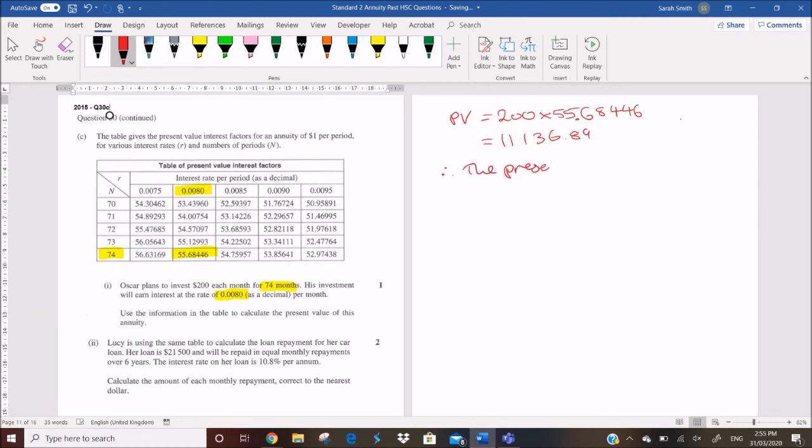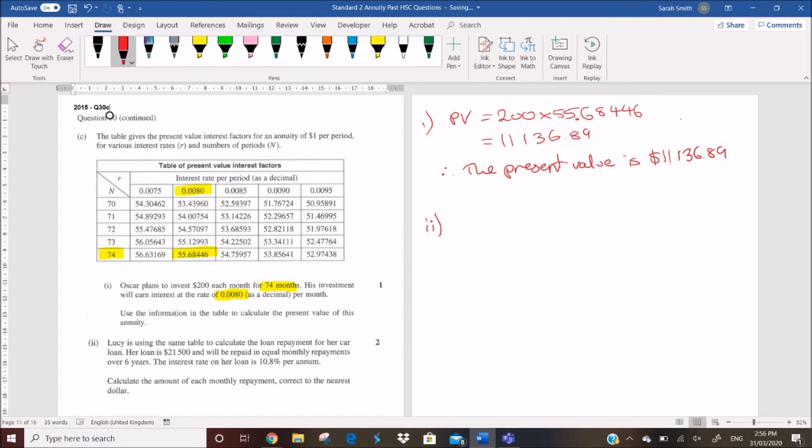So therefore, the present value is $11,136.89. Okay, so that was part 1. Now we're going to look at part 2. So Lucy is using the same table to calculate her loan repayments for her car. So she's bought a car. The loan is $21,500.